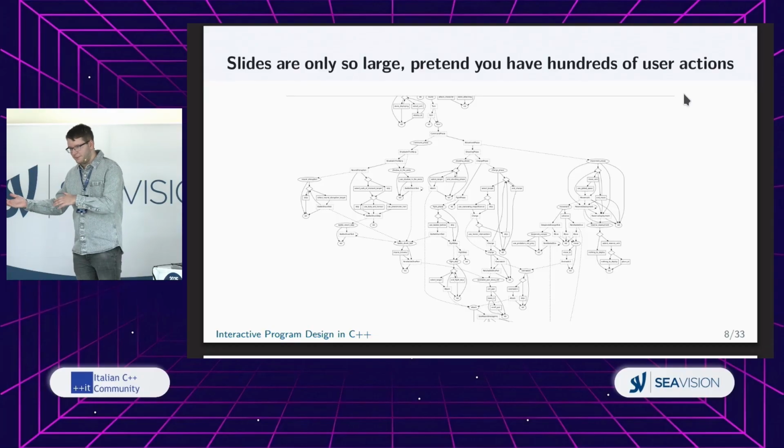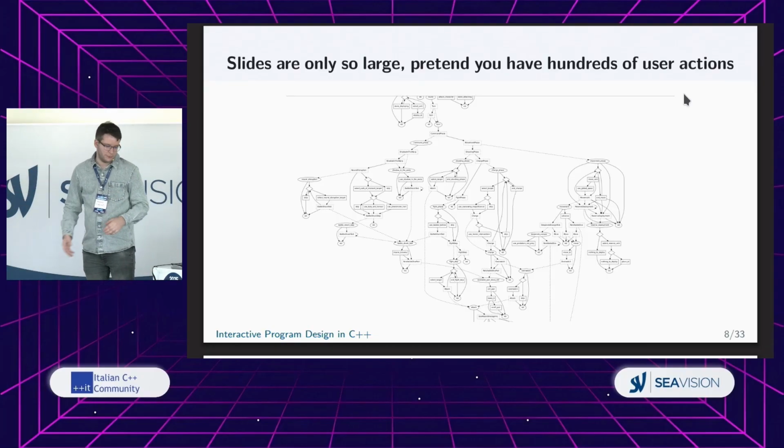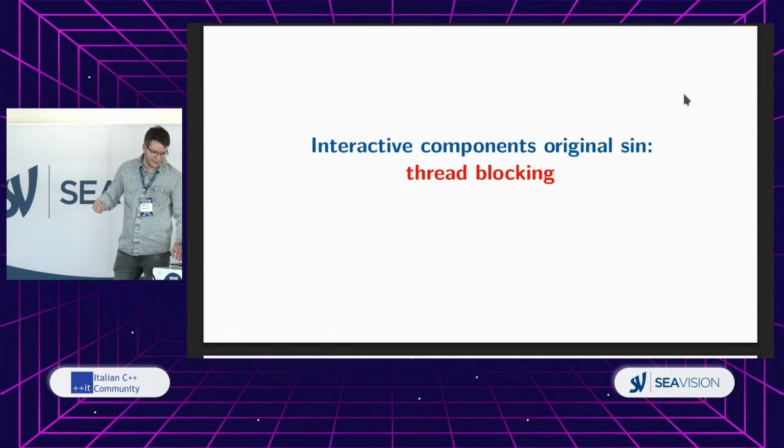And this is a small example. In practice, you expect that the actions one can take are very, very large. So you pretend that there are hundreds of actions you can take.